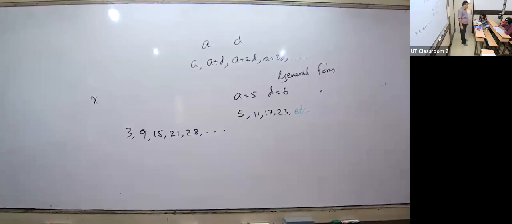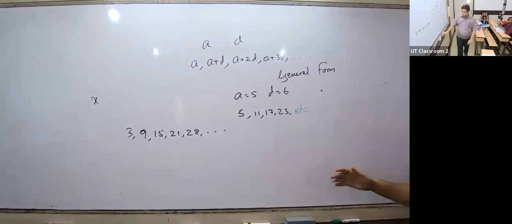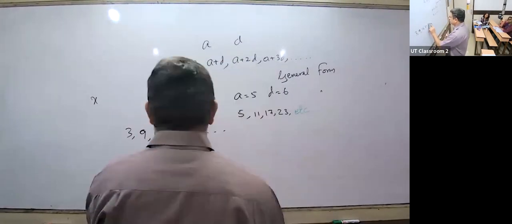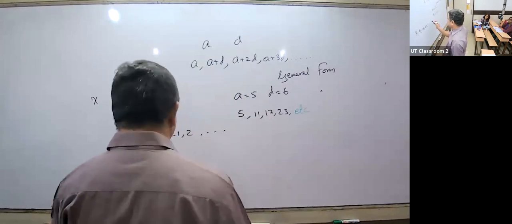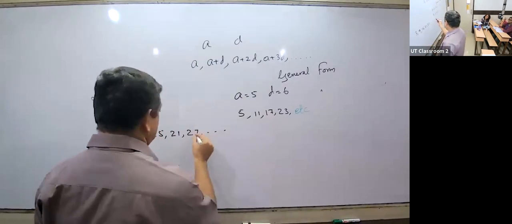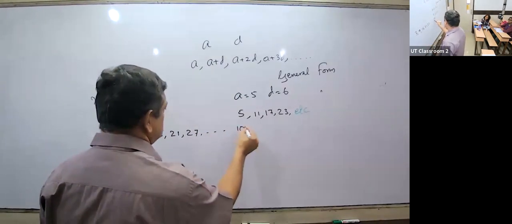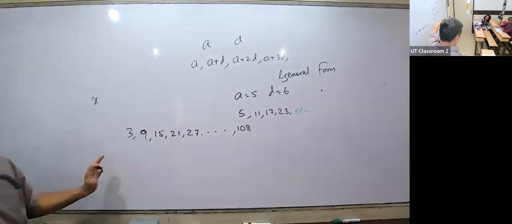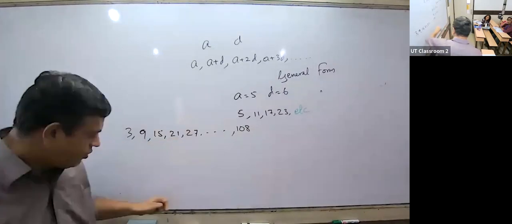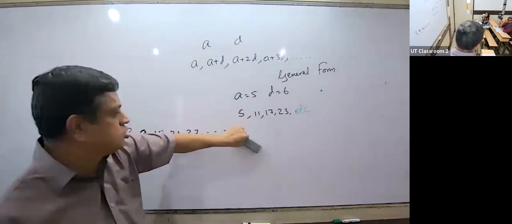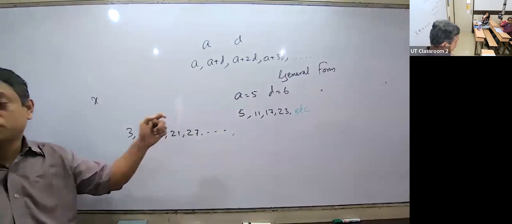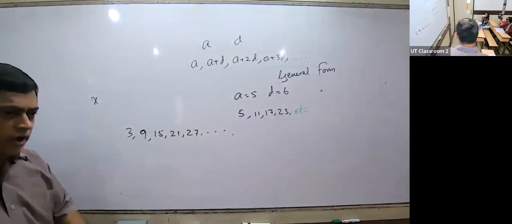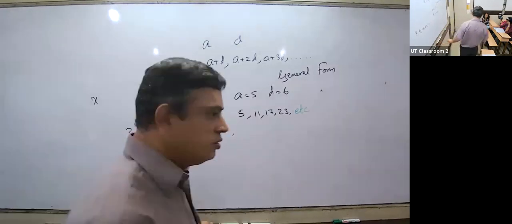Have you followed? If not, look here. Suppose I read 3, 9, 15, 21, and so on, and it ends at 108. It is finite, it ends over there. If I don't put this last term, what is this called? Infinite, because it doesn't stop. Followed? Yes, sir. That is the difference between finite and infinite.